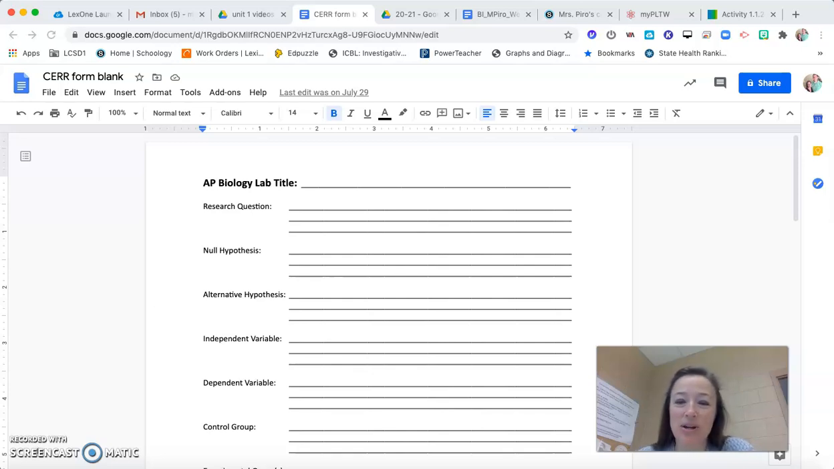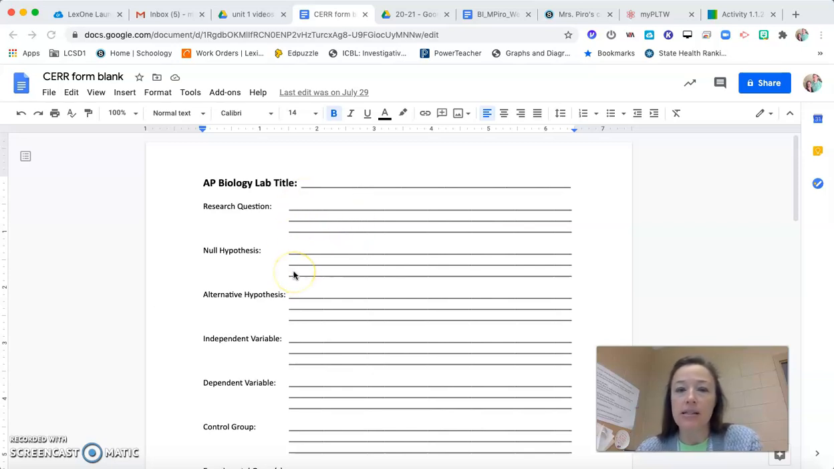Some of you wanted to go over the CERR form and how you fill that out. So the lab title itself will be given to you either by me or, if I'm not your teacher, then your teacher, or the lab itself, that lab packet. The research question is usually given there as well. But if you aren't sure, you can ask.